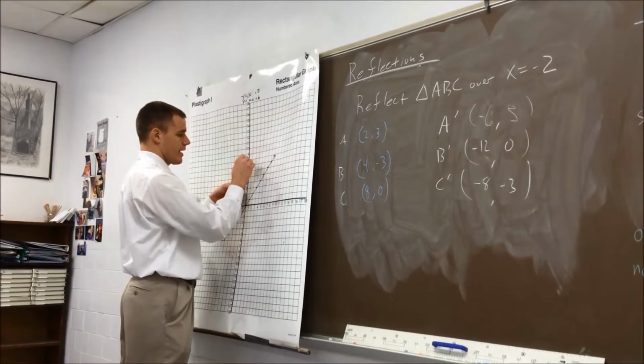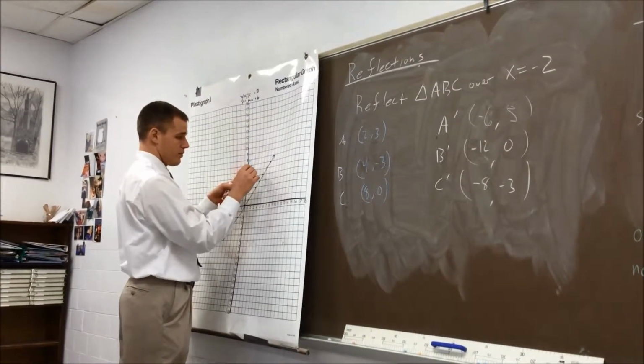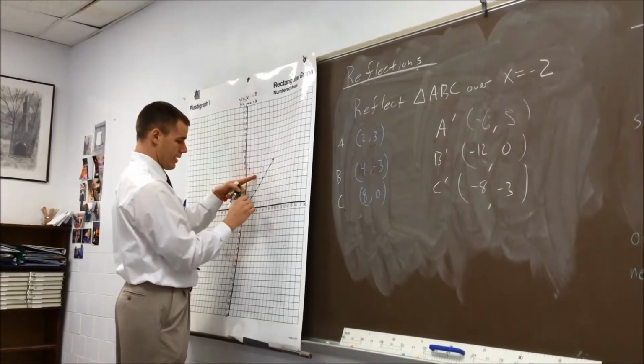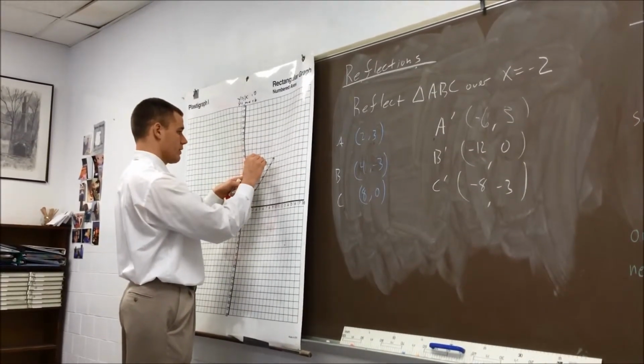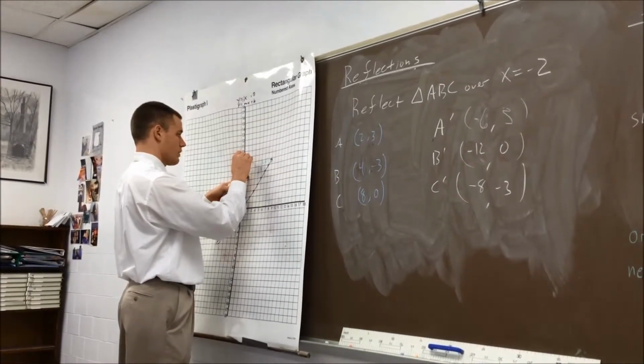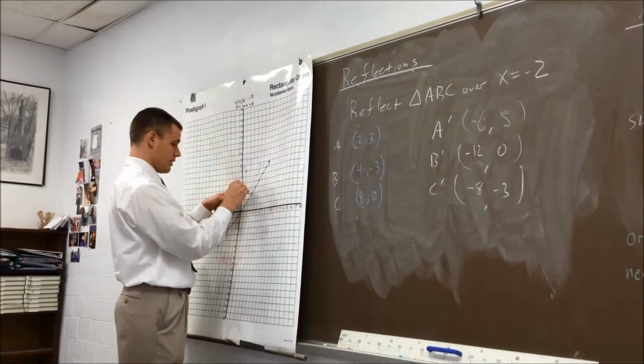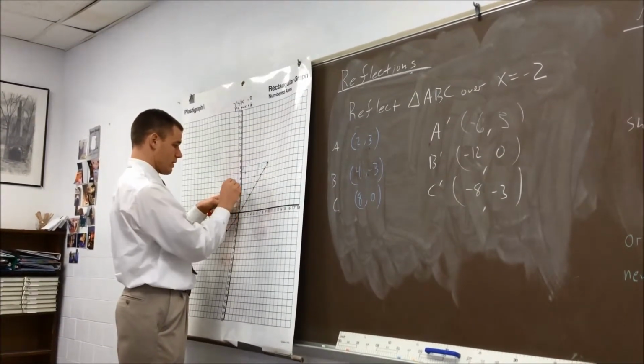I'm going to call this A at 1, 7. B is going to be right here at 4, 6. And C is going to be right here at 1, 5.